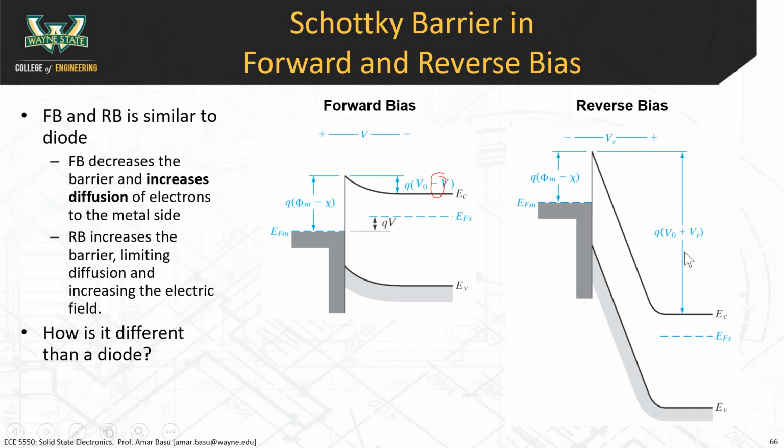In reverse bias, you do the opposite. By applying a reverse bias, you're bringing the right side of the band diagram lower. And so this energy potential barrier here increases by an amount equal to whatever reverse potential you apply. So this is going to limit diffusion. And as you can also see here, now you have a steeper slope. A steeper slope means a larger electric field.